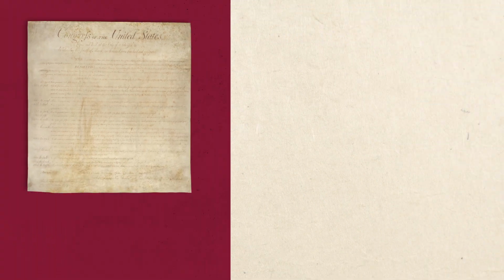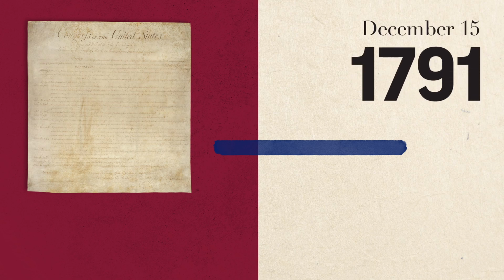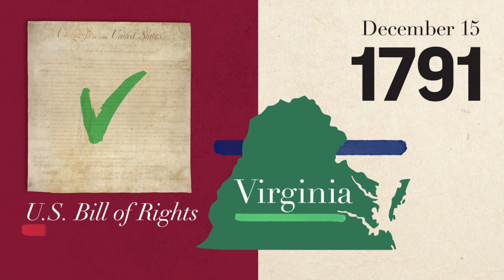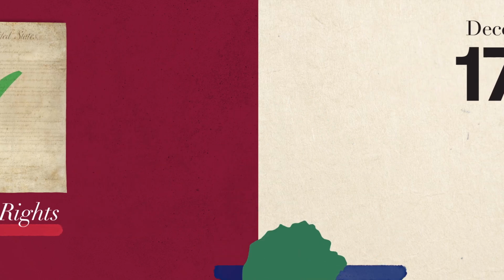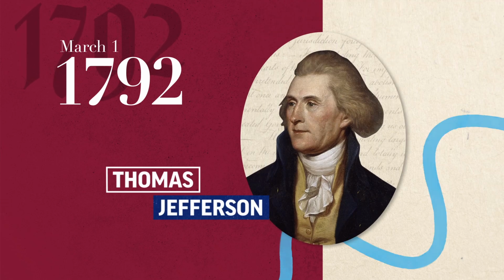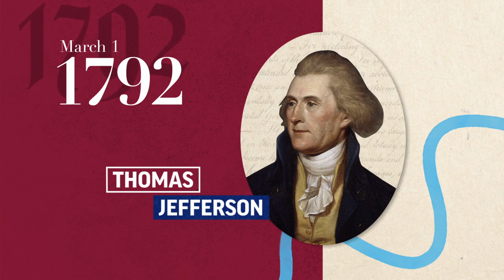Ratification proceeded slowly, but on December 15, 1791, Virginia was the 11th state to ratify the set of amendments that we now know as the Bill of Rights. On March 1, 1792, Secretary of State Thomas Jefferson announced that the 10 articles had been ratified.